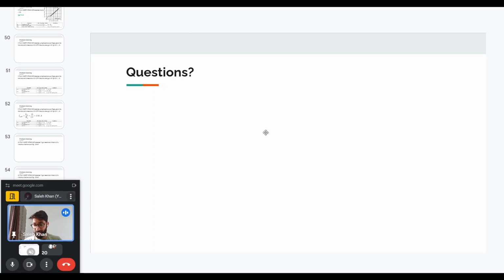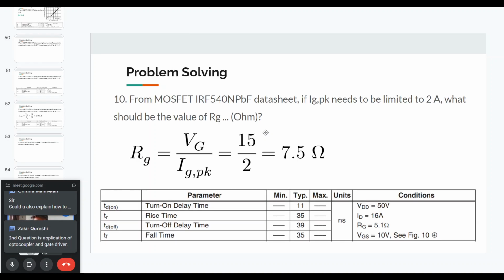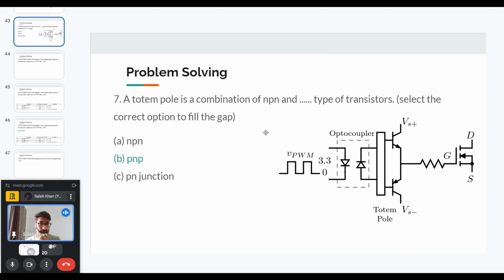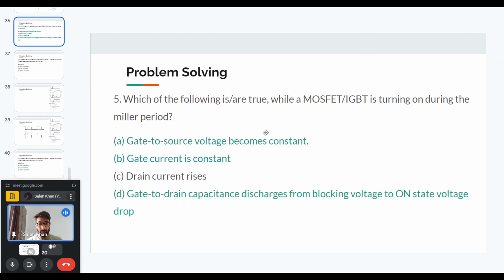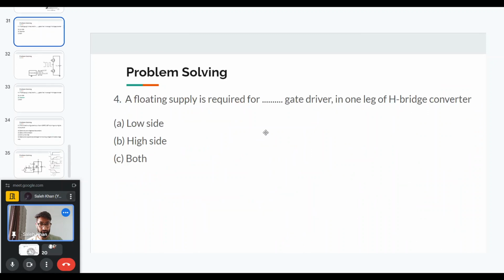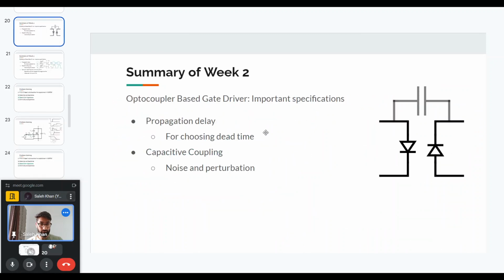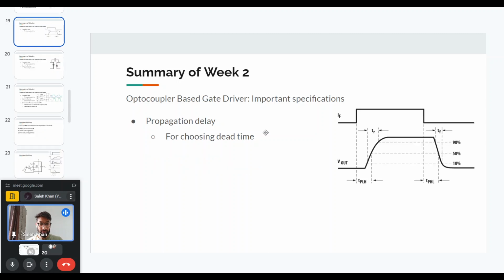So any other questions regarding today's subject? The power required to drive the MOSFET. Okay, so we talked about it slightly. So it is based on the gate charge.